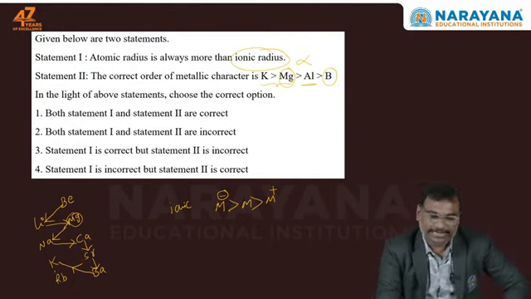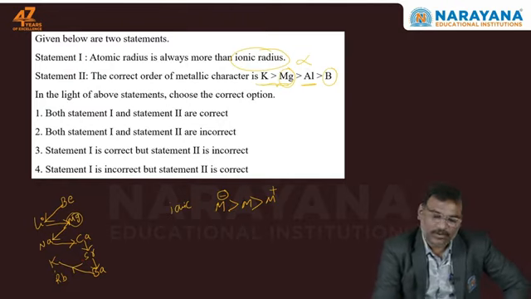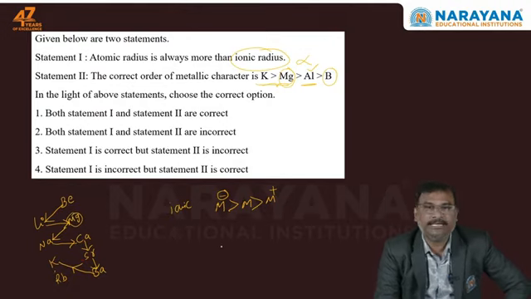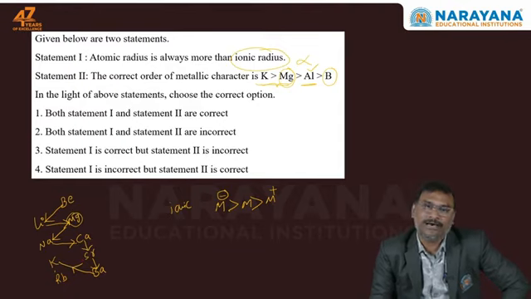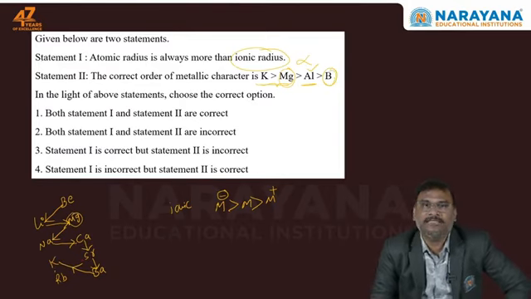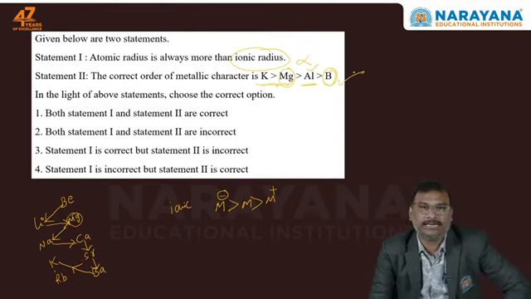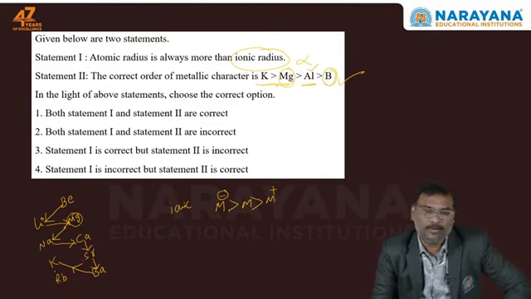Now go for the next point, that is potassium is bigger than magnesium. If you compare magnesium and aluminum, left to right, size decreases, that's why magnesium is bigger than aluminum, and boron is a typical non-metal in the second period, which is smaller than the remaining three. That's why statement 2 is the correct one. The correct order of metallic radii is potassium greater than magnesium greater than aluminum, which is greater than boron.